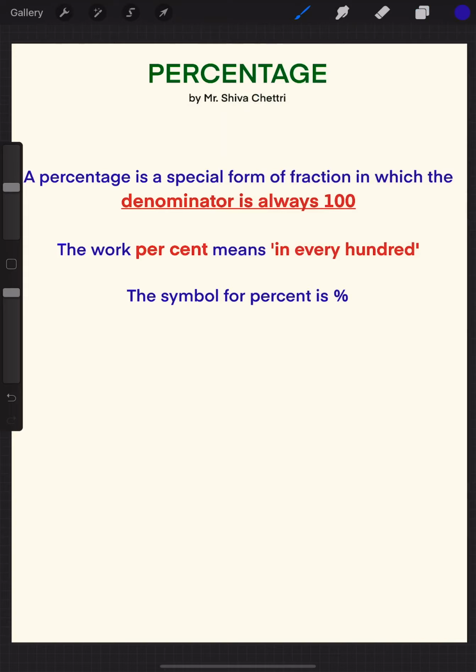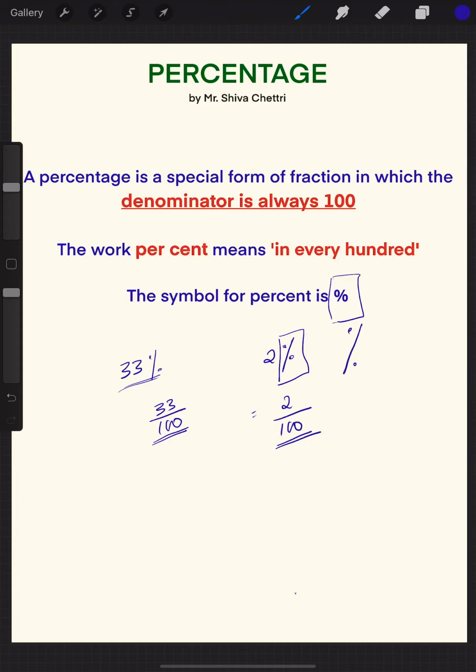Suppose I have a number like 27%, as given in the book. I may take another number like 33%. How are we going to express it? We'll write 33 out of 100. This is the special form of fractions. Again, if I want to write 2%, this is the sign for percentage, so 2% is written as 2 out of 100.